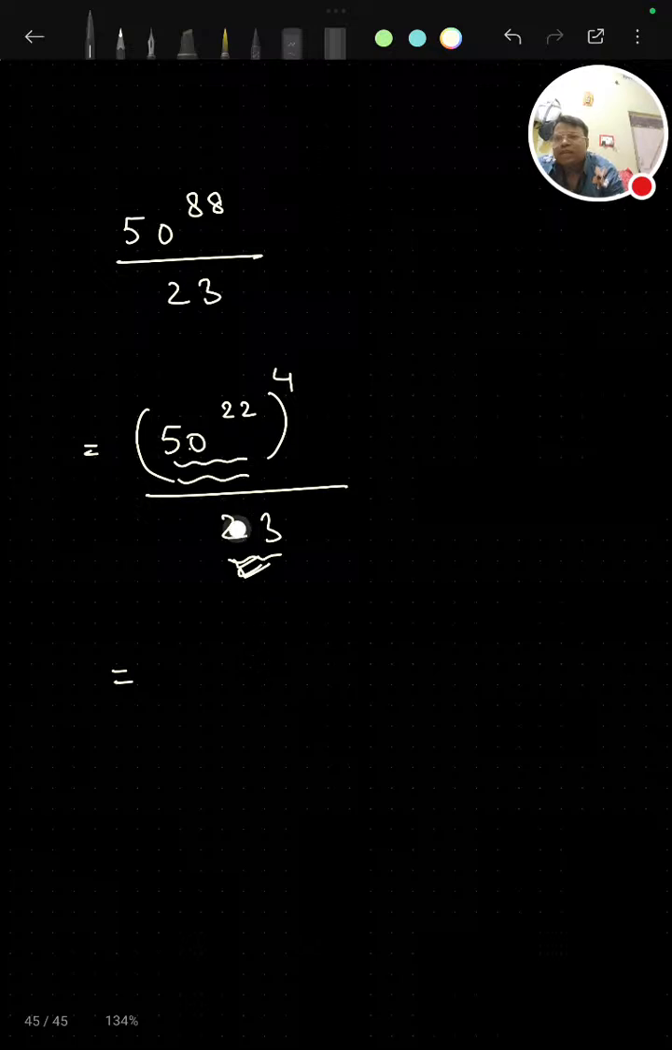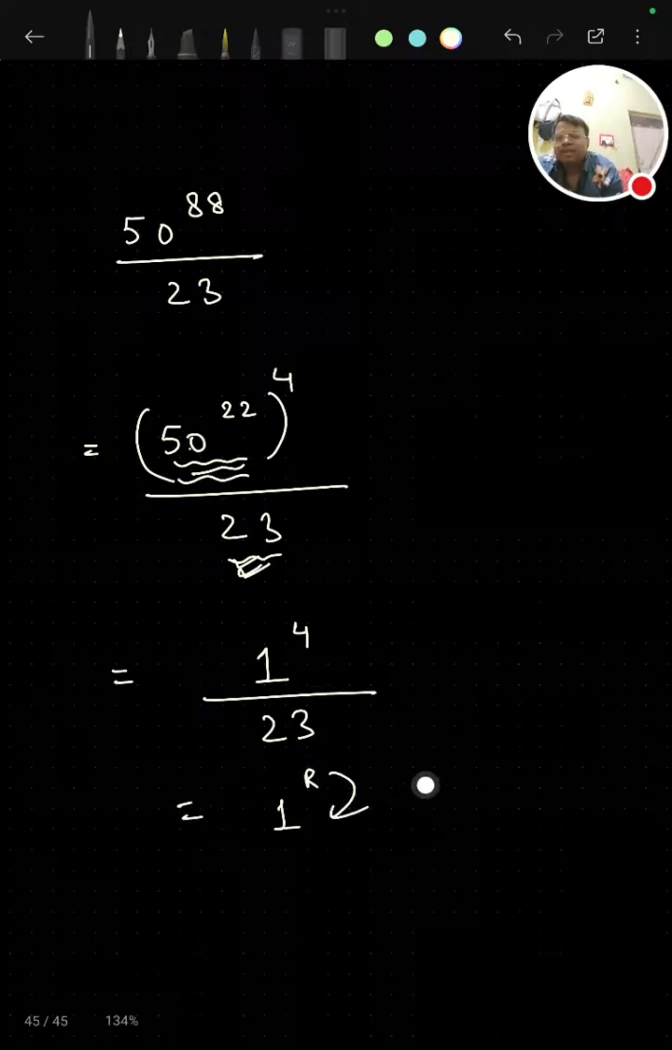So 50 to the power 22 when divided by 23 gives remainder 1, satisfying Fermat's theorem. So the number to the power 4 is 1 to the power 4, divided by 23, and the remainder is again 1. So the remainder is 1. Simple. Answer is 1. Clear?